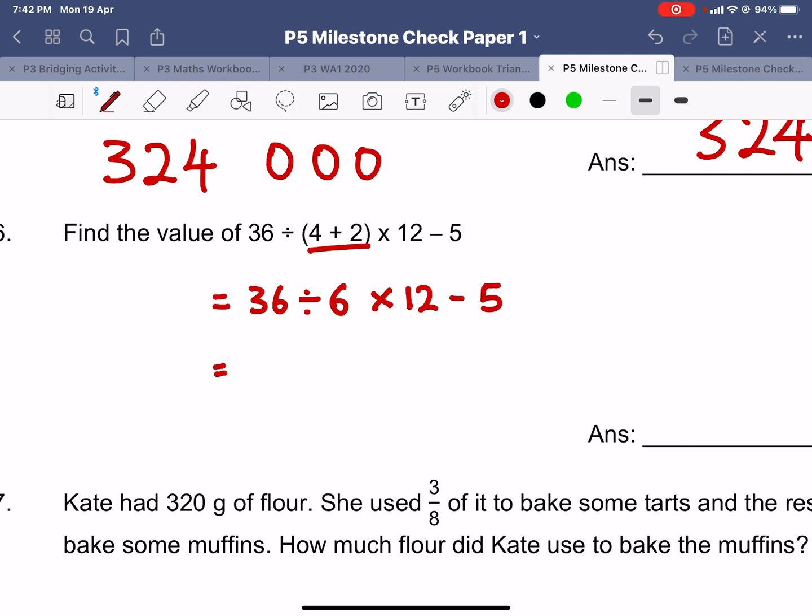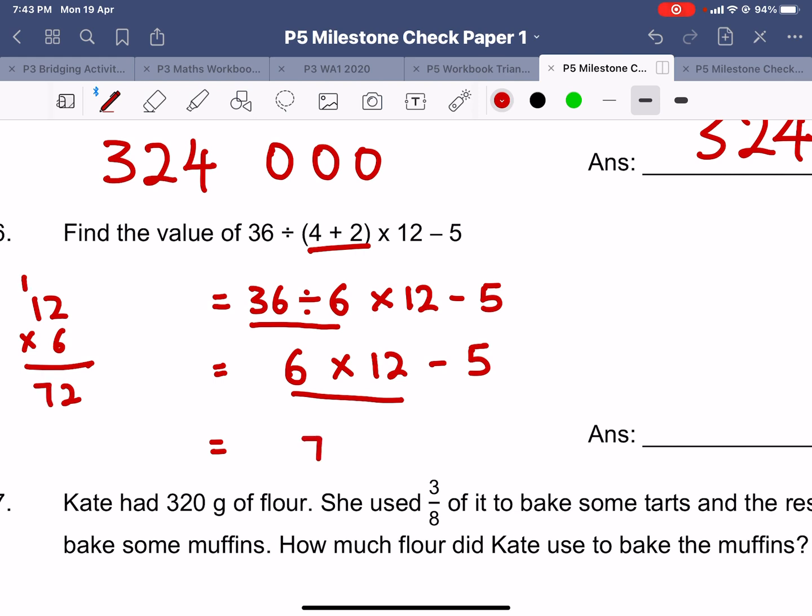Now the next person that we're going to serve is the queen. Alright, the queen is the one on the left, not the one on the right, because from left to right we serve the left first. The kitchen is on the left. So 36 divided by 6 will give us 6 times 12 minus 5. The next person we're going to serve now is still the queen, right? But it's this queen now. 12 times 6, which is going to be 72. Minus 5, nobody else to serve.